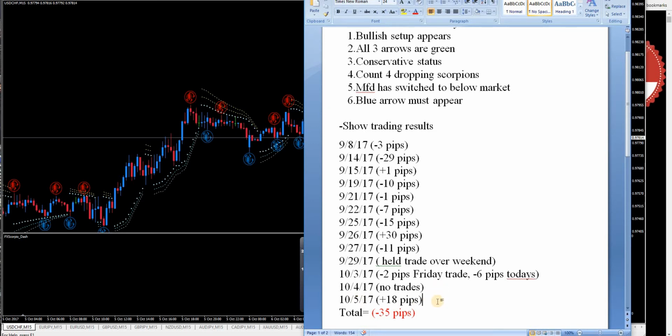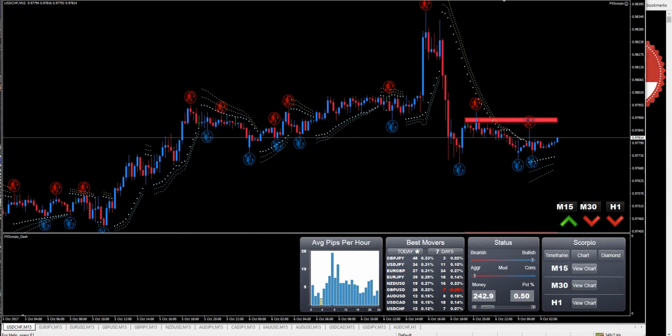So in total, in this time period, we ended up with -35 pips. Obviously, that is not a good score, so we're definitely going to say this system did fail testing, but I have a few things I want to go over with you guys to help you hopefully be able to do better with this system if you do decide that you want to test it out.